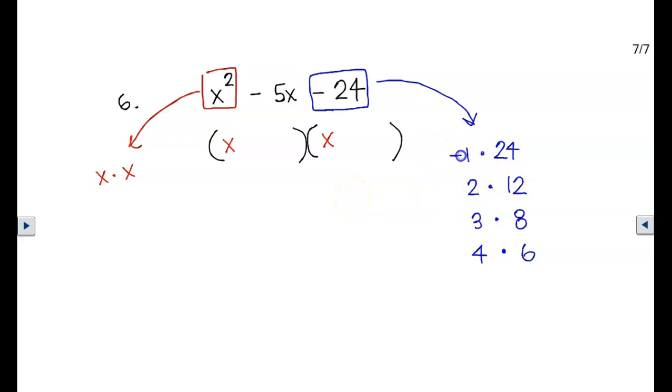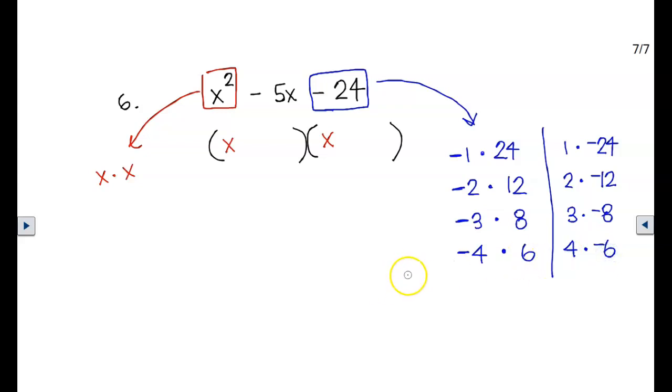So I could do negative 1 times 24 and get negative 24. But keep in mind, you could also do a positive 1 times a negative 24 and get that result. I could do a negative 2 times a positive 12, and that would get me a negative 24. But I could also do a positive 2 times a negative 12. So notice, since this time around we only need one negative number, that negative could be assigned to either of the numbers in these multiplication problems. So I could do a negative 3 times a positive 8 and get negative 24, or a positive 3 times a negative 8. A negative 4 times a positive 6, or a positive 4 times a negative 6.